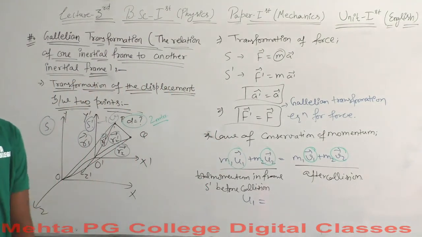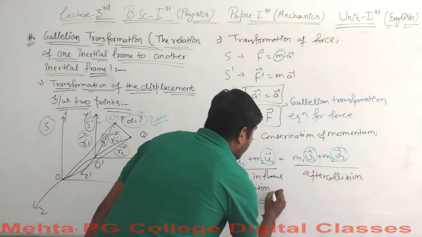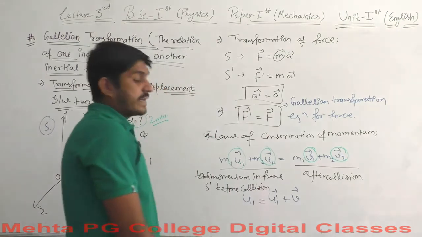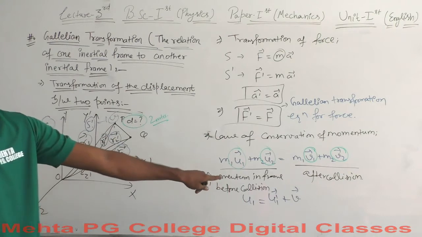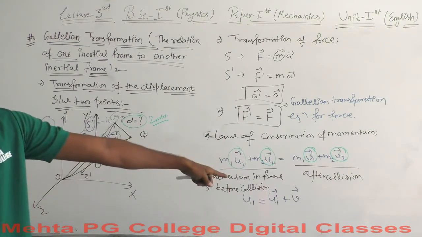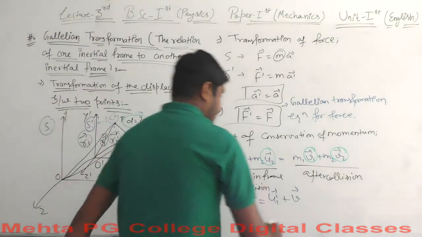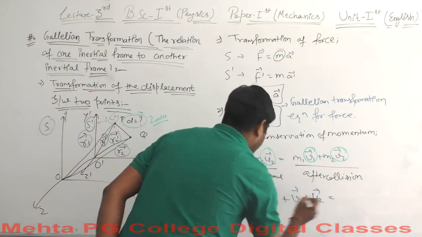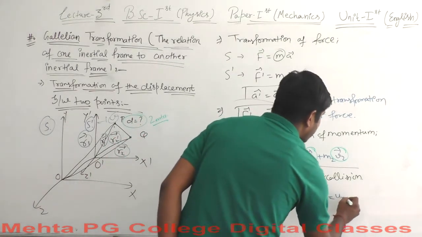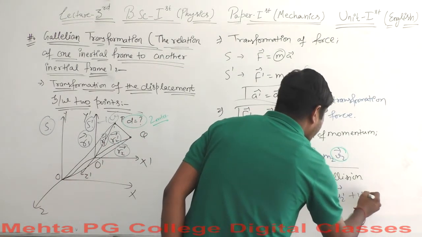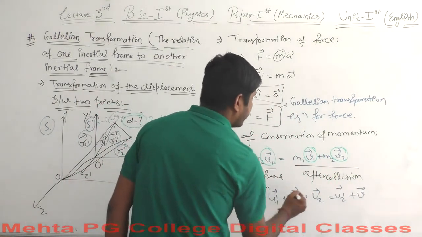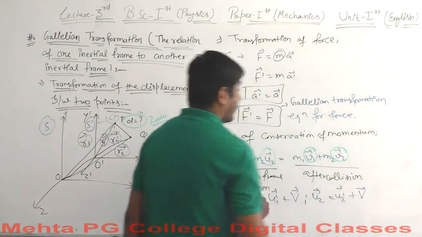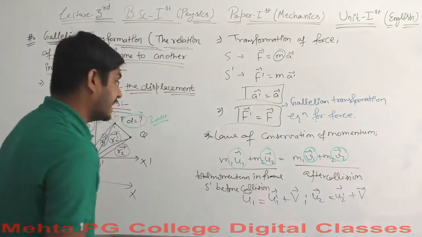u1 must equal u1 dash plus v vector. Yes, this is the transformation equation for the secondary reference frame, and similarly for u2 dash and u3 dash. This is u1, and for u2 we will have u2 dash plus v. Okay, let's say this is capital V, because these are the small v's which we are going to use again and again.